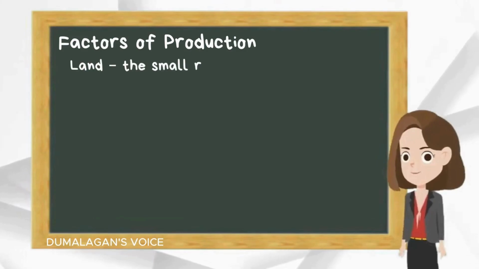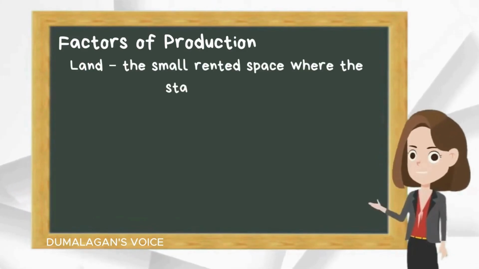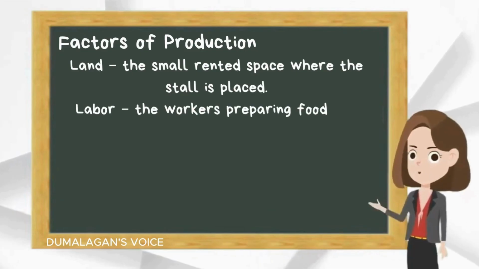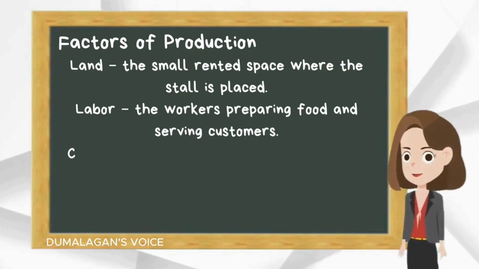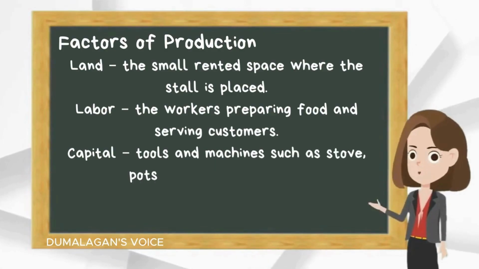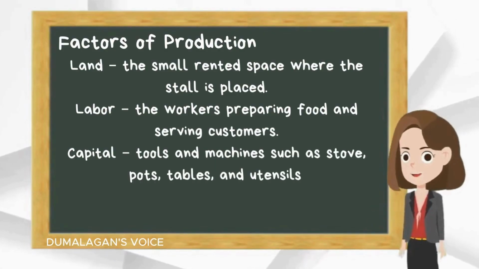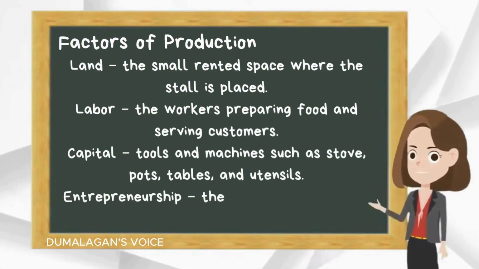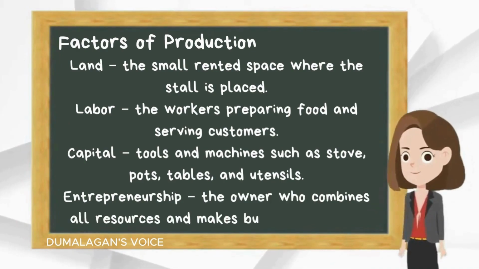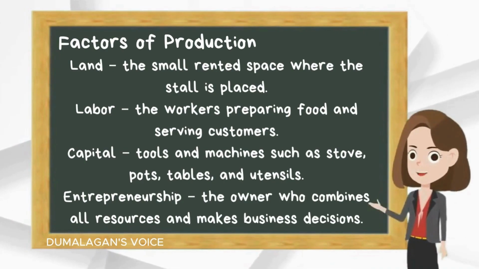Factors of production: land, labor, capital, and entrepreneurship. First, land, the small rented space where the stall is placed. Second, labor, the workers preparing food and serving customers. Third, capital, tools and machines such as stove, pots, tables, and utensils. Fourth, entrepreneurship, the owner who combines all resources and makes business decisions.